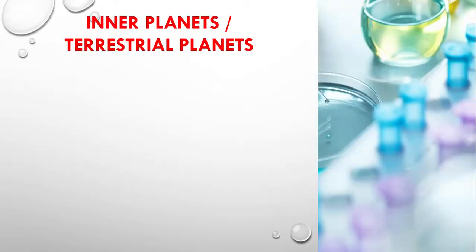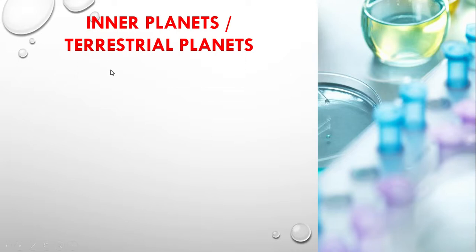Okay? Now let us talk first about the inner planets, which we call the terrestrial planets. They are called terrestrial planets because their composition, especially their surface, is mostly rocks. Compared to the Jovian planets, the gas planets, whose surface is more on gases. Okay, we will know more about them later.